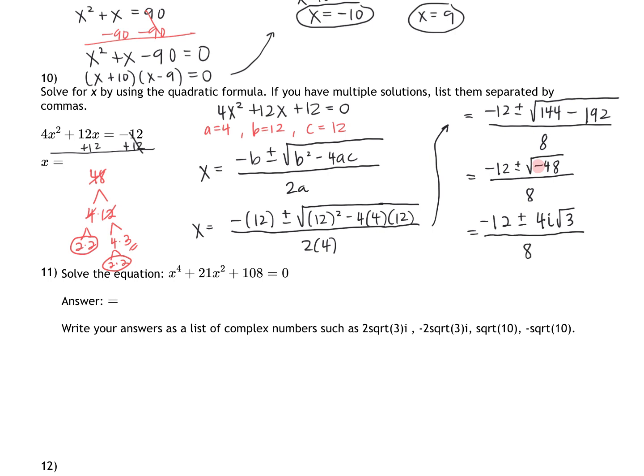And then you're looking for reducibility. Are all of those numbers divisible by the same number? Yes, I can divide them all by 4. So I would do that. So I would get negative 3 plus or minus i square root of 3, all over 2. And that would be your solution set.